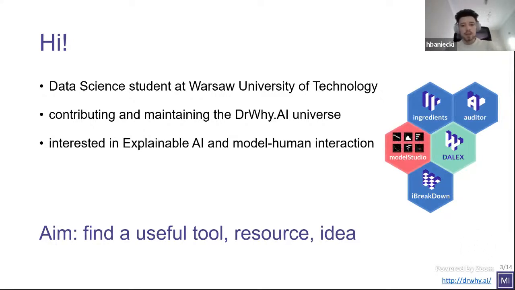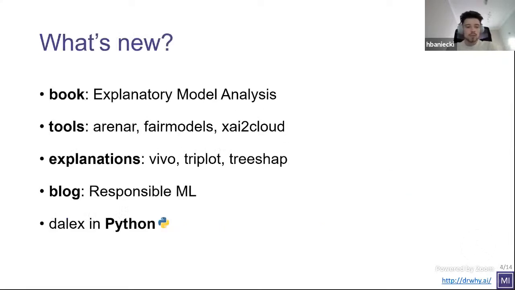The main aim of this presentation is to find a useful tool or maybe a helpful resource that you could use in your work with machine learning models. So here we have a quick spoiler of what's actually new. We have a new book, 3 fantastic tools that I will be talking about today, also 3 new model explanations. We started a blog about responsible machine learning. And also in the end, I will try to answer the question of the conference, why R, right?